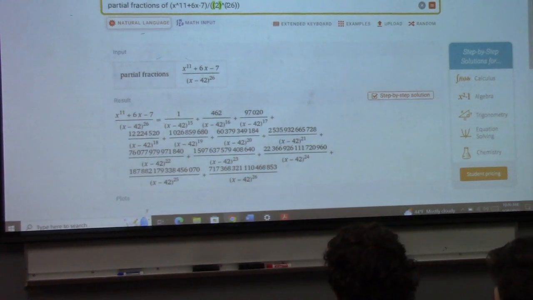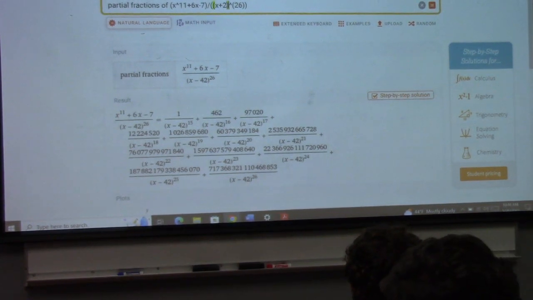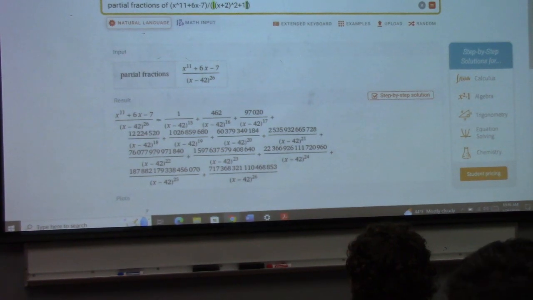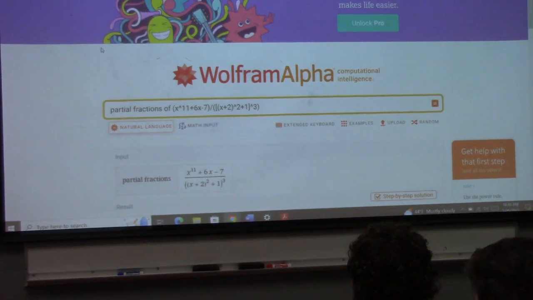Oh man, what's going on here? Keyboard problems. x plus 2 squared plus, I don't know, 1. Oh, come on, I'm hitting the wrong key. Cube that thing. There, that might be it. You're missing a parenthesis. I might be. Nope, I'm not.